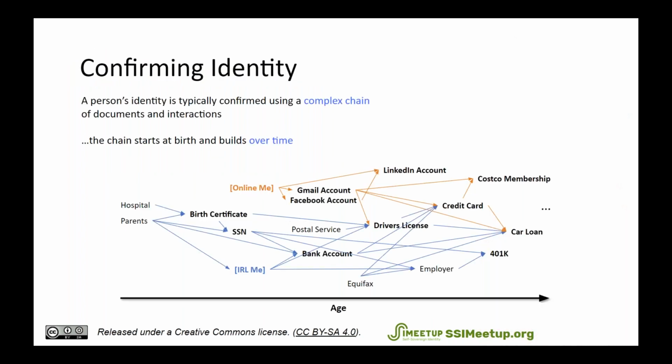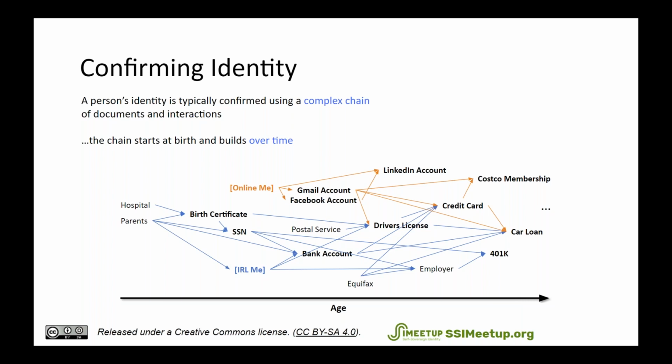In the real world, when we try to identify who we're dealing with, whether in person or online, you go through a very complex chain of documents and interactions, and this diagram illustrates it. A couple of important things about this is that we literally start to build our identity from birth. We're in the hospital with our parents, and together we get a birth certificate, and then from there we get a social security number and maybe a bank account and so on and so forth. But what's really interesting is that in modern society, we start to have this concept of documentation about the real me as well as the online me.